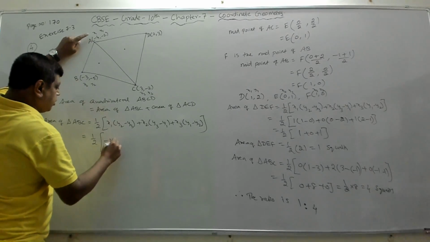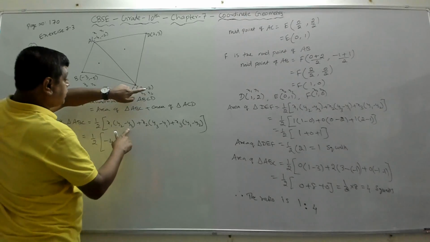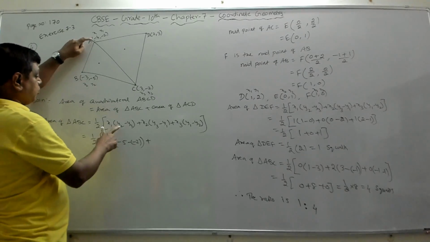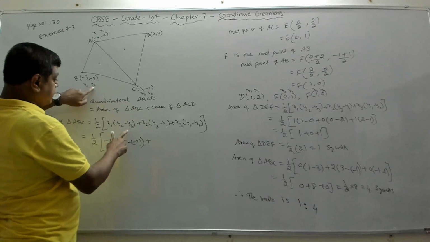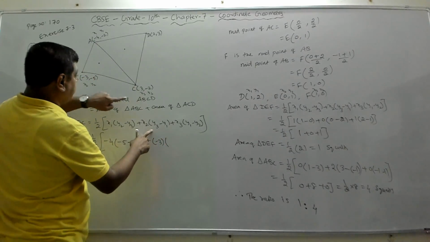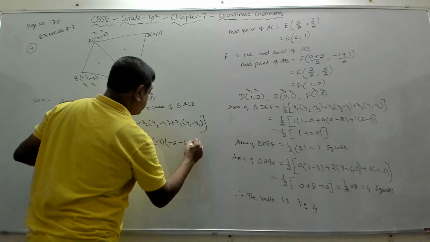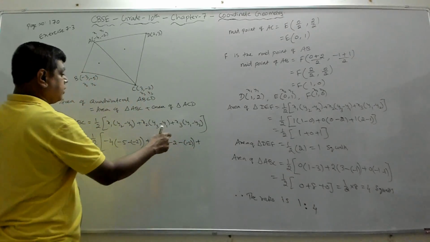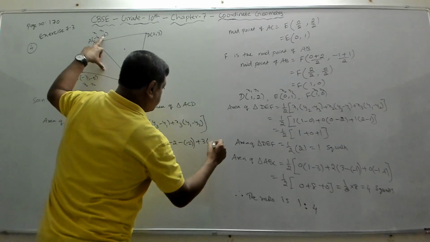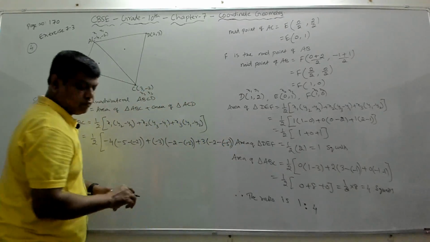So that is equal to half of x1, x1 is minus 4, into y2, y2 is minus 5, minus y3, y3 is minus 2, so minus of minus 2, plus x2, x2 is minus 3, into y3, y3 is minus 2, minus y1, y1 is minus 2 again, minus of minus 2, plus x3, x3 is 3, into y1, y1 is minus 2, minus y2, y2 is minus 5, so minus of minus 5. Fine.